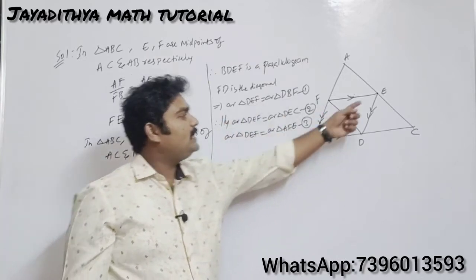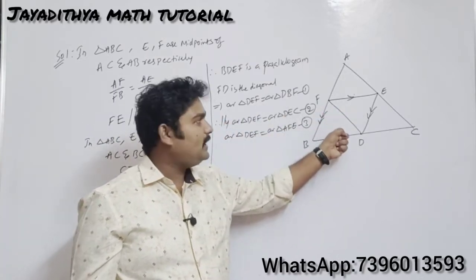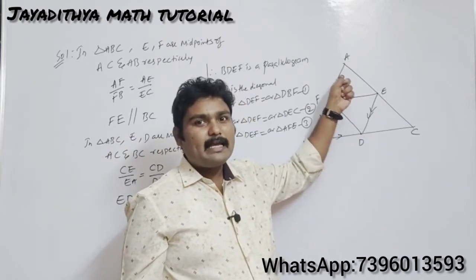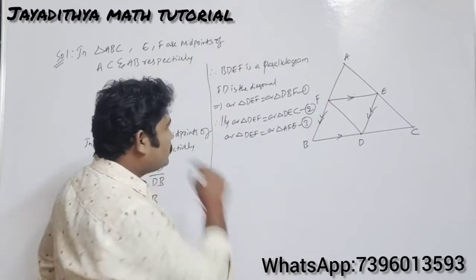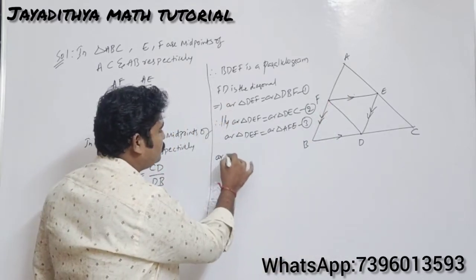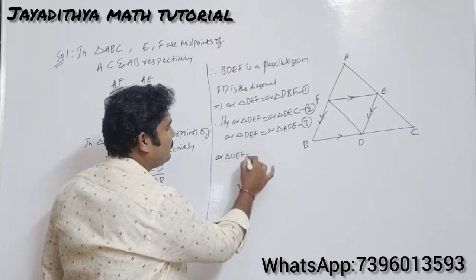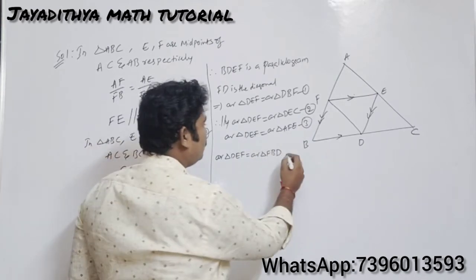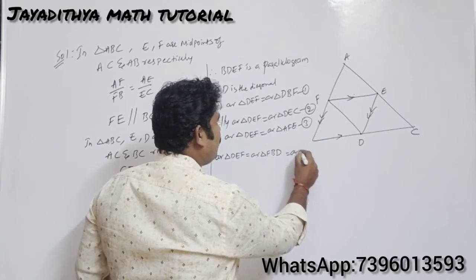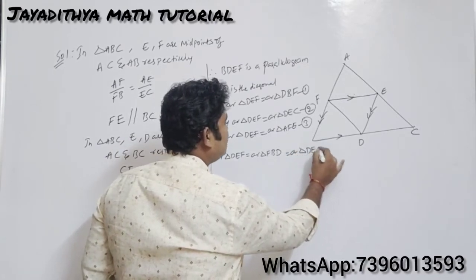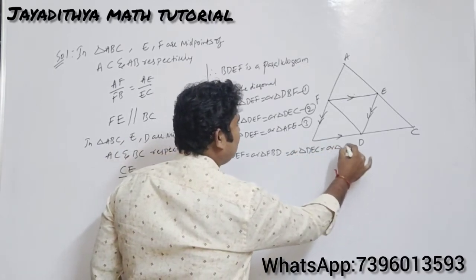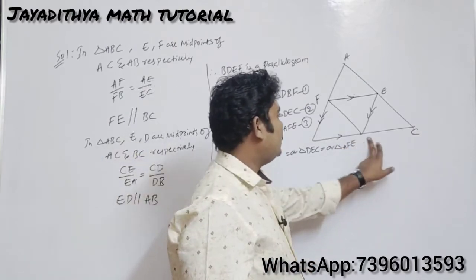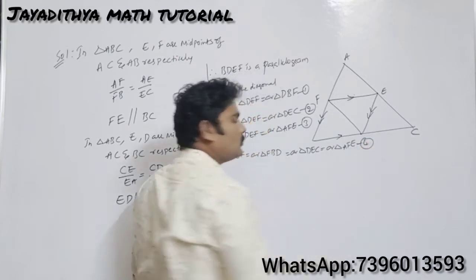Area of triangle DEF is equals to area of triangle FBD, and also equal to area of triangle EDC, and also equals to area of triangle AFE now. So write that statement. So from 1 to 3, area of triangle DEF is equals to area of triangle FBD, which is equals to area of triangle DEC, which is equals to area of triangle AFE. Clear? So let us take this one as equation 4, right?